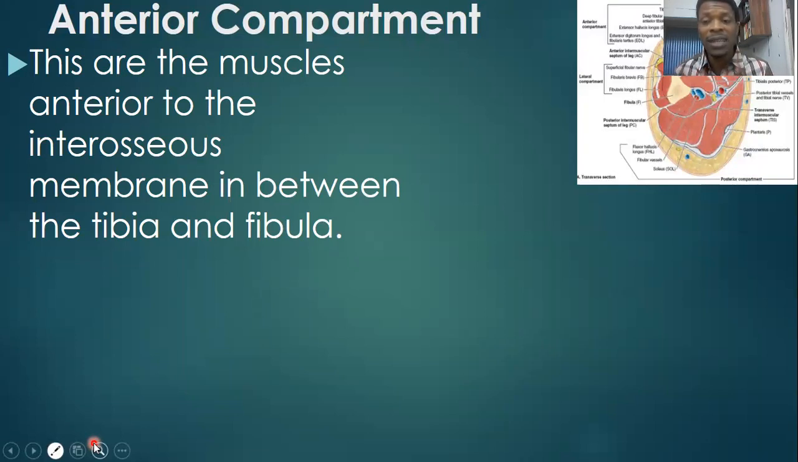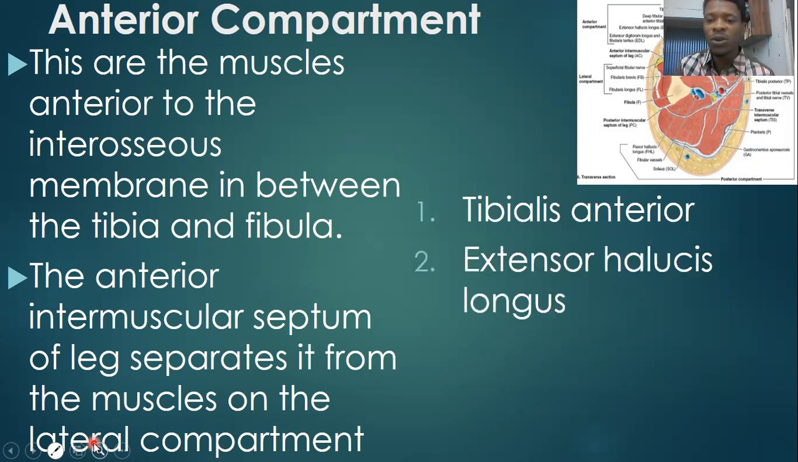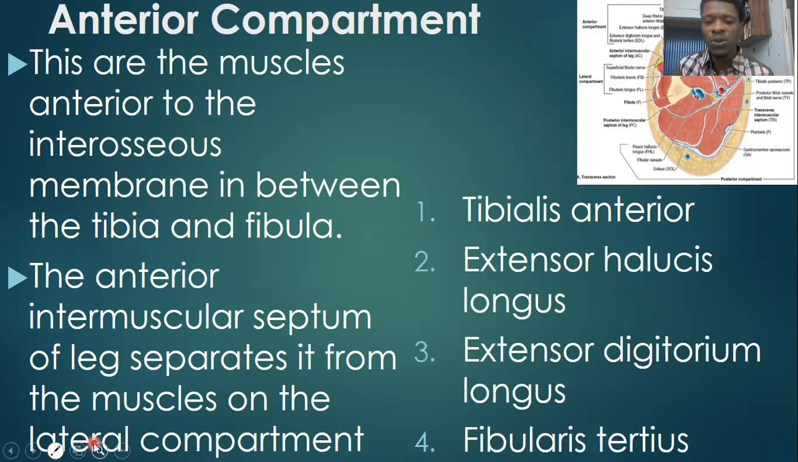You're going to wonder where the lateral compartment is coming from. I'll show you that in just a moment. So the anterior compartment muscles are the tibialis anterior, extensor hallucis longus, extensor digitorum longus, and the fibularis tertius. Tibialis anterior and the extensor digitorum longus are two muscles that come from the tibia, and the rest are from the fibular bone. We are going to look at that in a moment.